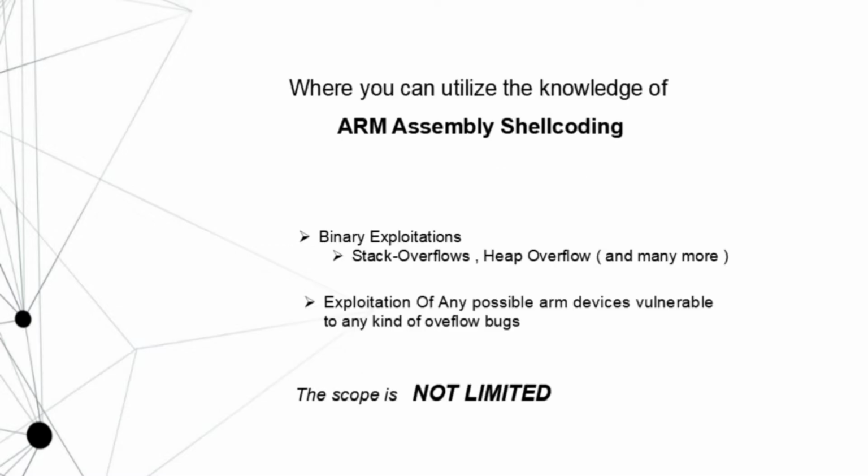The last and major thing is where you can utilize the knowledge gained from this course. Any field in binary exploitation, including stack overflows or heap overflows, will require some assembly knowledge and some shell coding knowledge, which you can get from this course, or for exploitation of any possible ARM devices vulnerable to overflow bugs. The scope is not limited. If you learn ARM assembly once, you have an infinite number of possibilities where you can utilize the knowledge of ARM architectures.